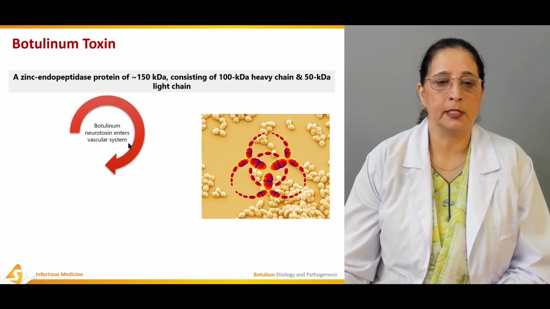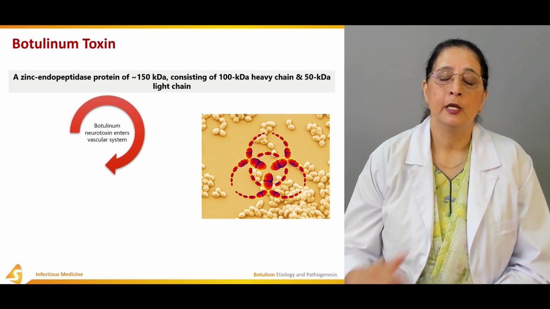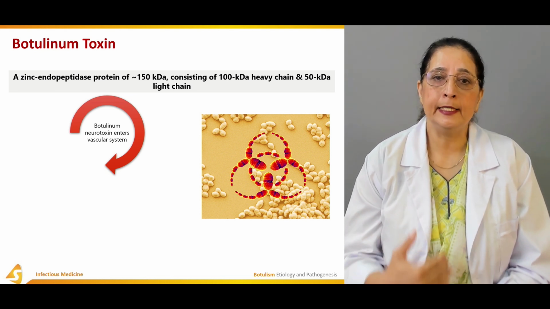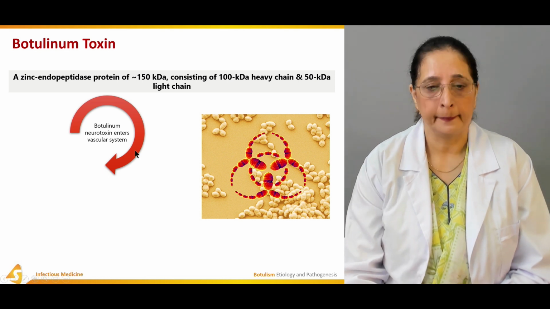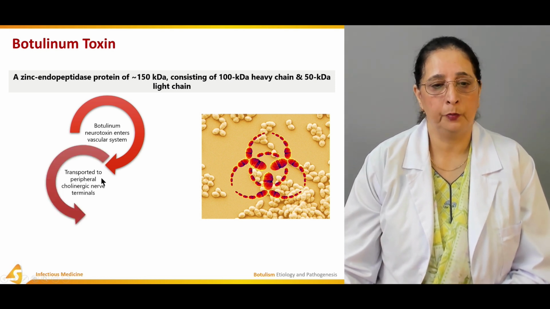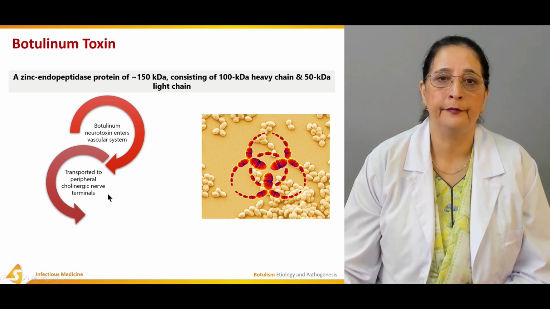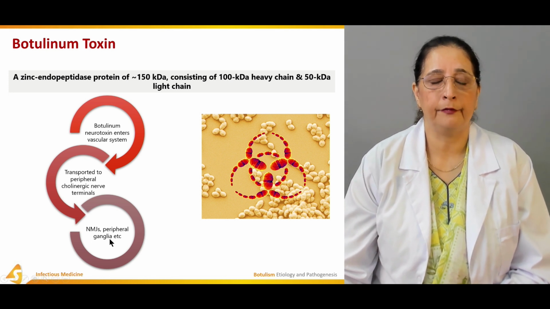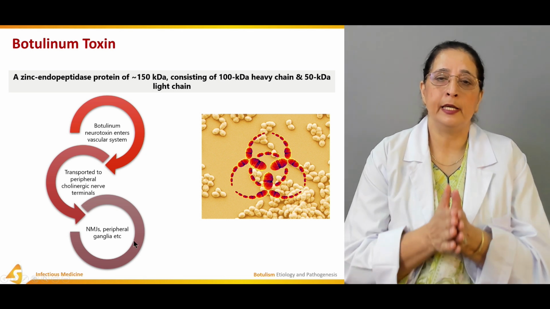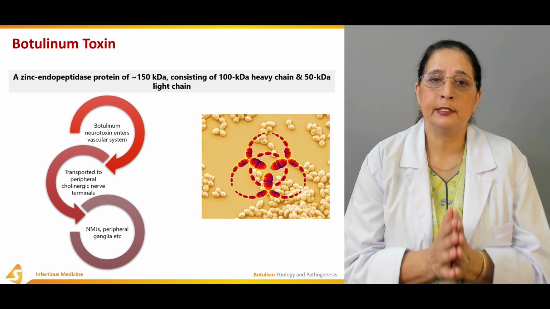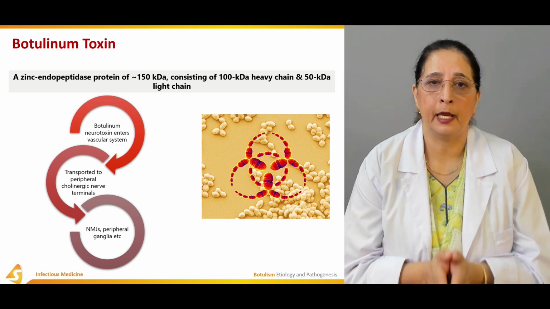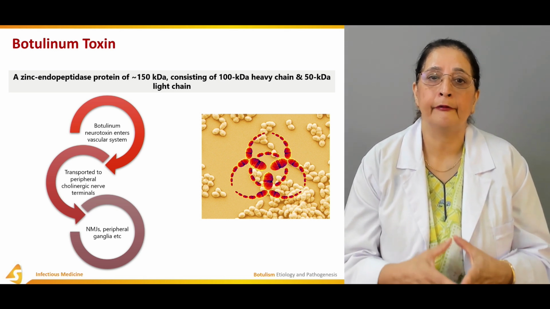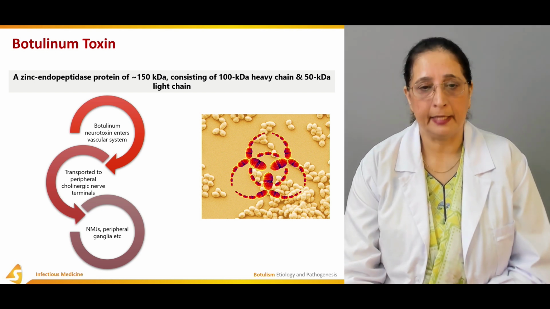Botulinum neurotoxin enters the vascular system. After the toxin is produced by Clostridium botulinum, it enters the vascular system and is transported to peripheral cholinergic nerve terminals, neuromuscular junctions and peripheral ganglia, where it exerts its neuroparalytic effect and produces different manifestations.